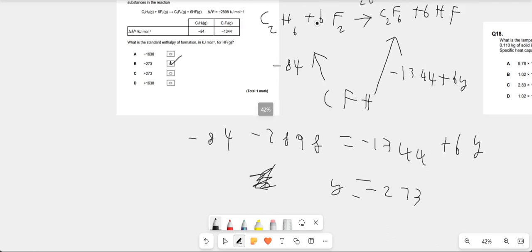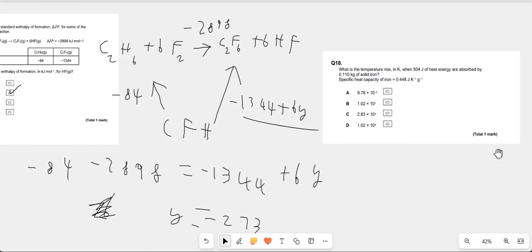So that's how you do it. From C, F, H to there and then there to there, combine that, so minus 84 minus 2898 is equal to the same thing as this, because this route to that is the same as that route to that. And then after that, you just bring this 1344 to the other side, divide by 6, and you get y equals minus 273, yeah. Calm.